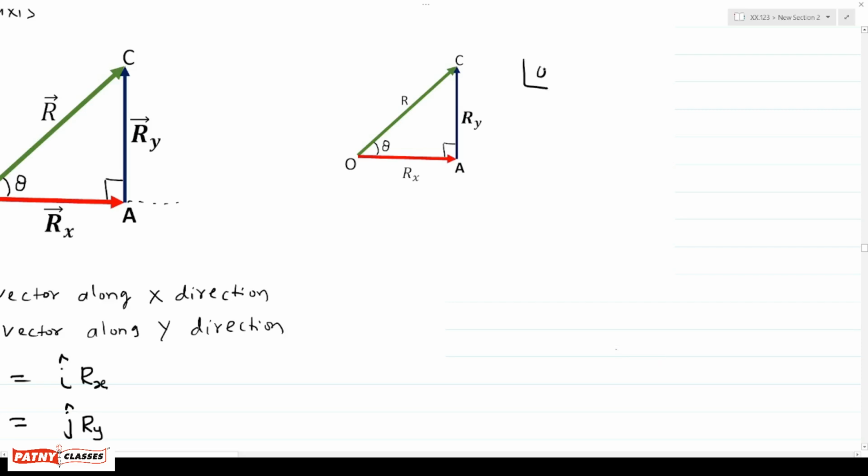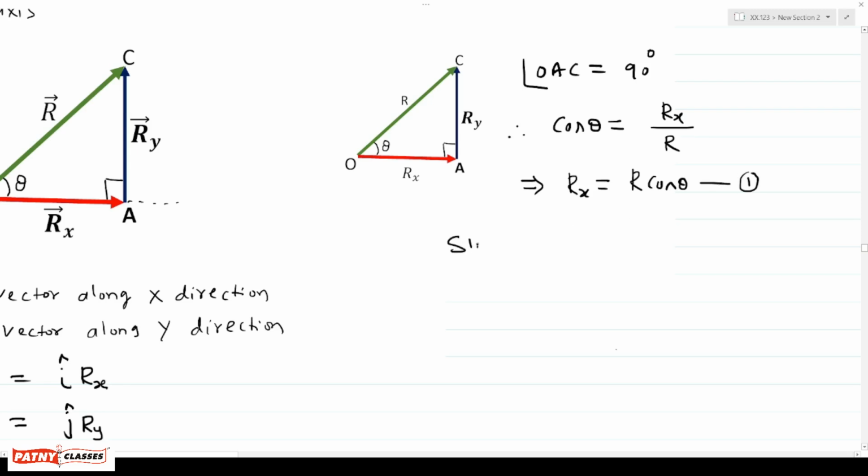Since angle OAC equals 90 degrees, therefore cos theta equals Rx upon R, implies Rx equals R cos theta. Call it 1. Similarly, sin theta equals Ry upon R, implies Ry equals R sin theta. Call it 2.